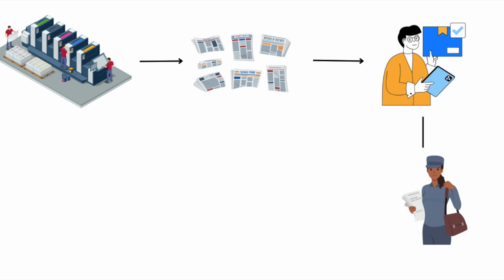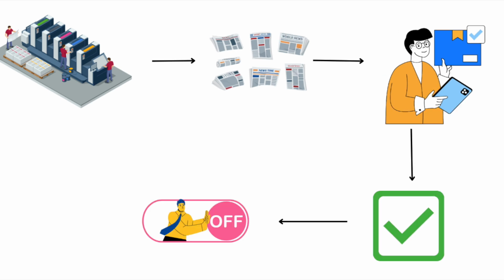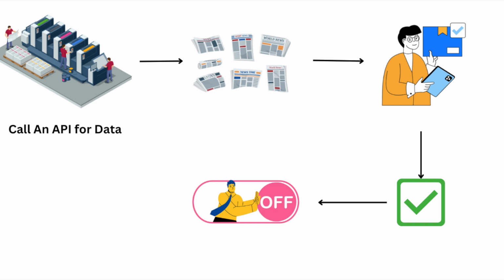After the newspapers are delivered to subscribers, the factory pauses its operations until new news arrives. Similarly, in a React app, we start by fetching data from an API, analogous to receiving new news. Once the data is retrieved, we process and organize it just as the factory prints and organizes the newspapers.